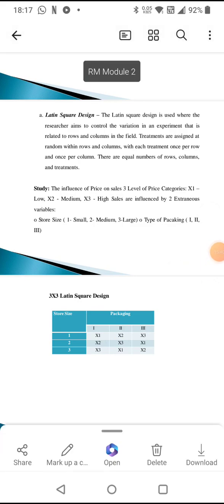First one being the Latin square design. This Latin square design is used where the researcher aims to control the variation in an experiment that is related to rows and columns in the field. But we have to make sure the independent variable is placed in each row and each column without fail, and it is not repeated, because you have an equal number of rows, columns and treatments. So that is how your Latin square method works.